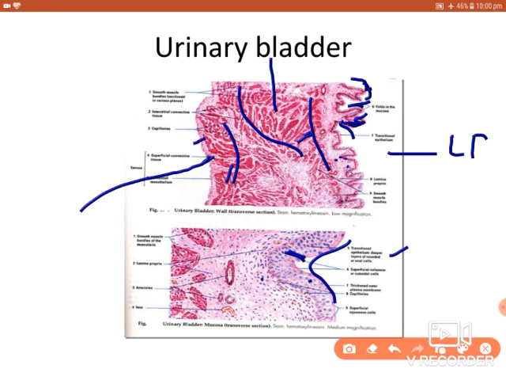If it is covered with peritoneum, as on the superior surface, that is serosa. In the posterior part, the base, there is no peritoneum, so there it forms the adventitia. In between the muscles you can see some connective tissue, which forms the interstitial connective tissue.